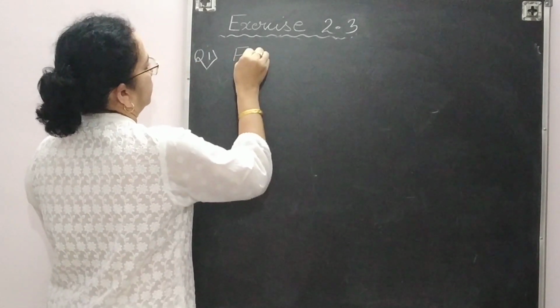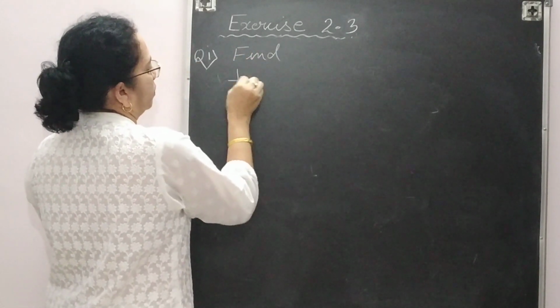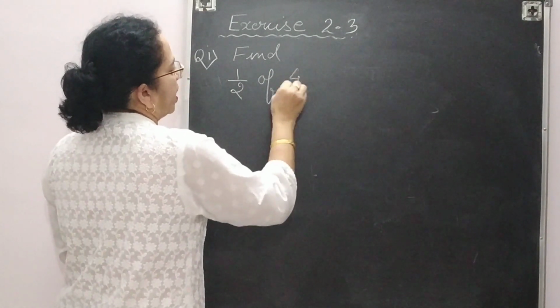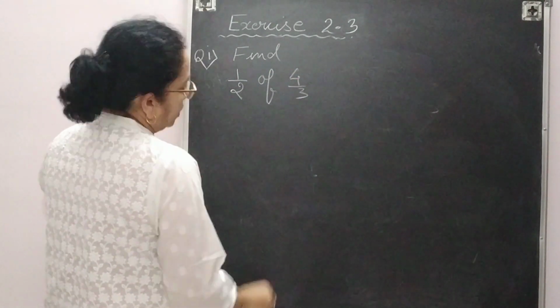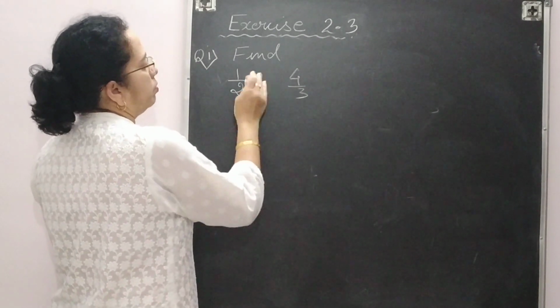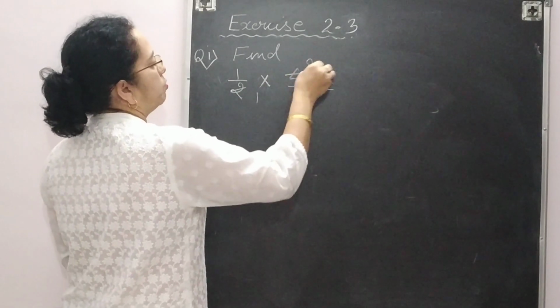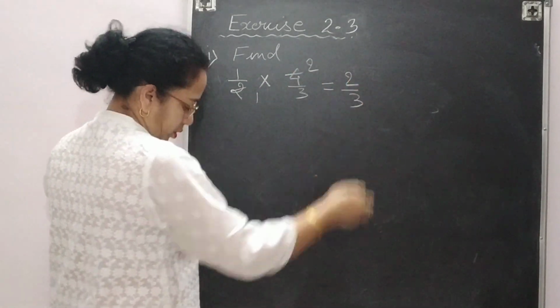Find half of 4/3. So again, of we will change with the multiplication sign, and you can see that we can cut the number. So answer is 2/3.